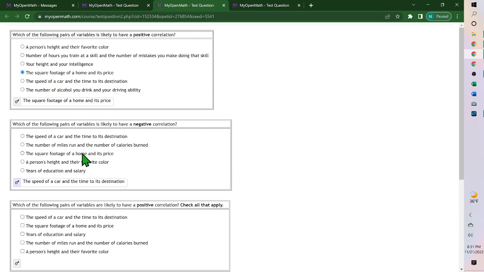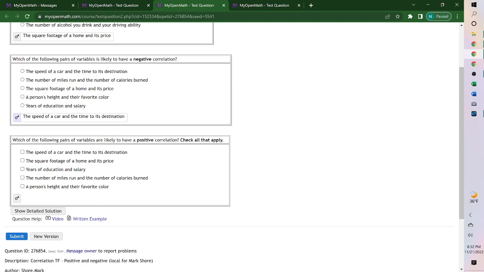The number of miles you run and the calories you burn, those would both be positive. So that would be a positive one. The square footage of a home and its price, well, that was up there. As the square footage increases, the price increases. A person's height and color have nothing to do with each other. The years of education and your salary, that should be positive. The more education you have, the higher your salary. So only one was negative. Oh, maybe there was only one in those two, and this one can have more than one.